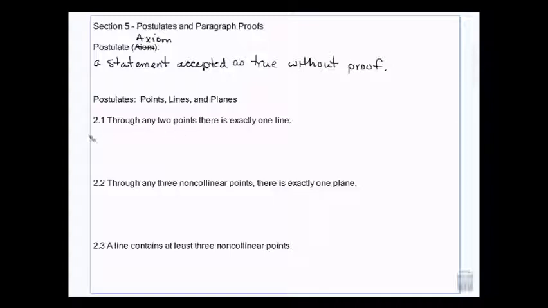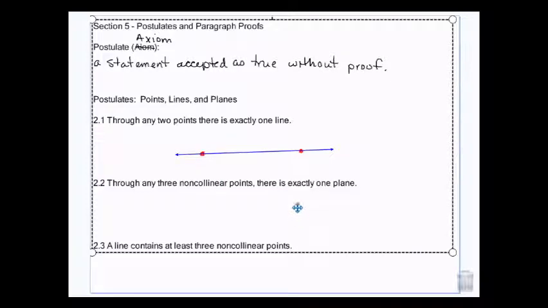So we had through any 2 points, there's exactly one line. So if I have 2 points, there's only one line that will go between or through those 2 points. Of course, if I actually drew it right. Okay. There's no other line that will connect those 2 points.